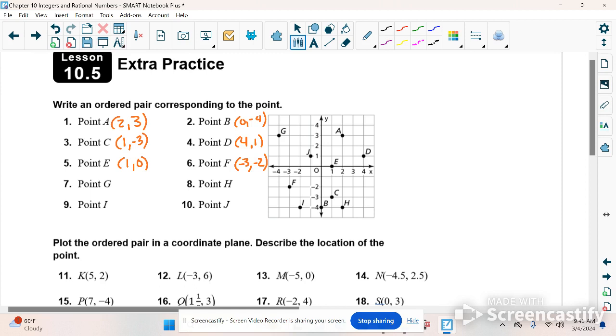All right. G for Gracie. 3, -4. Close. Flip it. Remember, you go left. So -4, over to -4, up to +3.